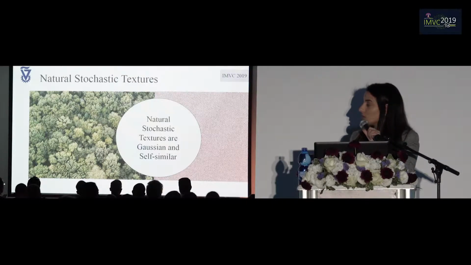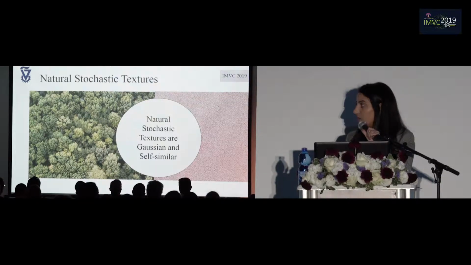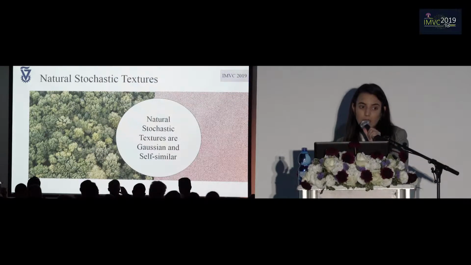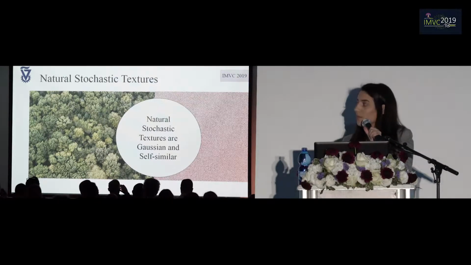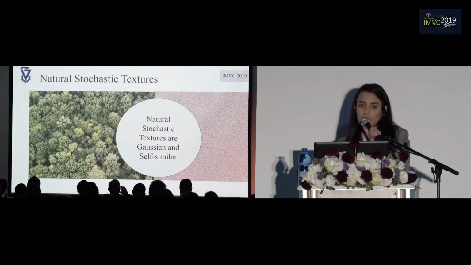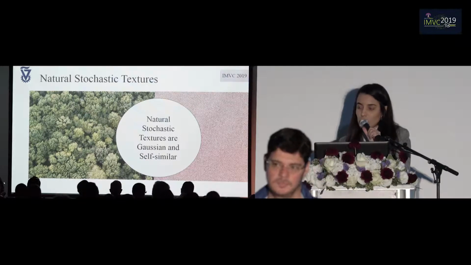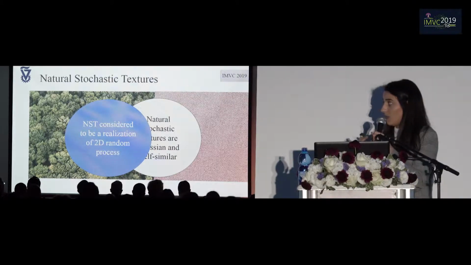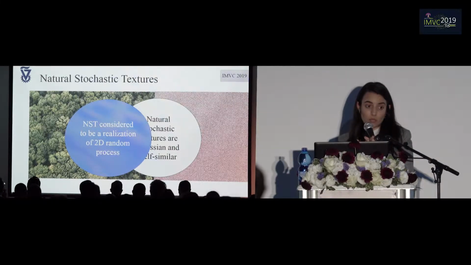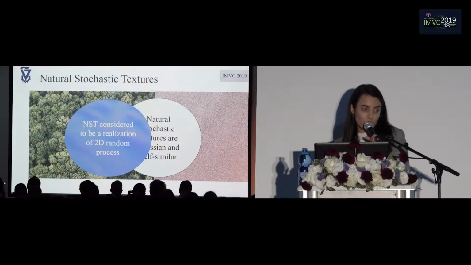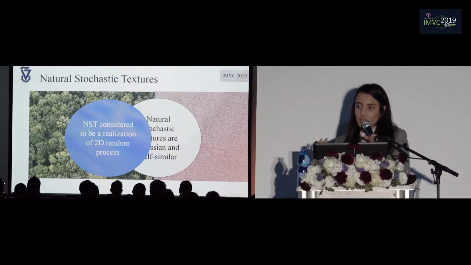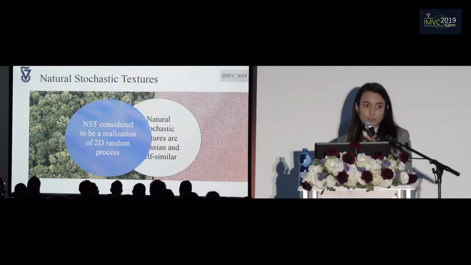And the main properties of this type of texture are that they are Gaussian and self-similar in a statistical sense, meaning that the images in different scales share the same statistics. So therefore, they can be considered as an approximation of a two-dimensional random process. And the main question: what is the suitable random process?